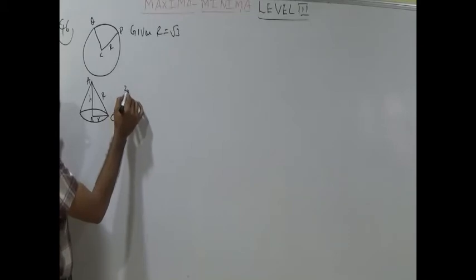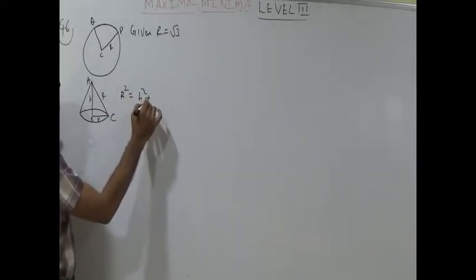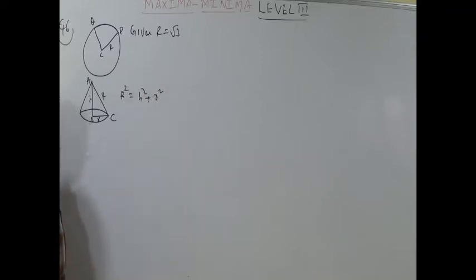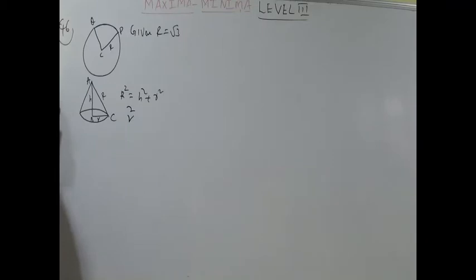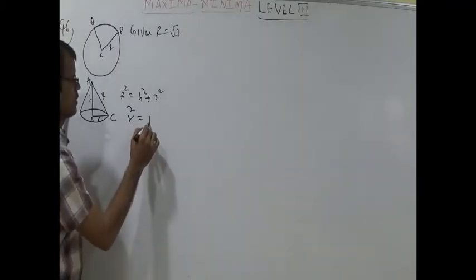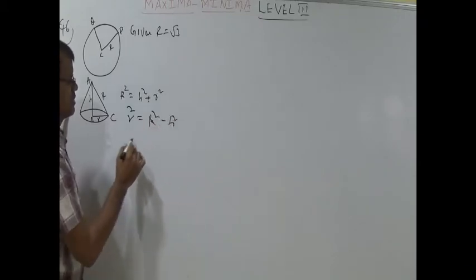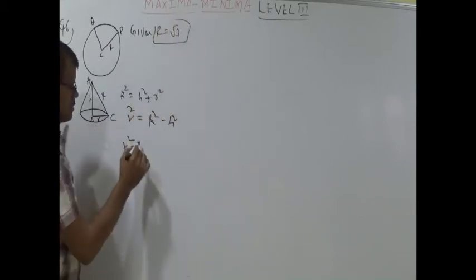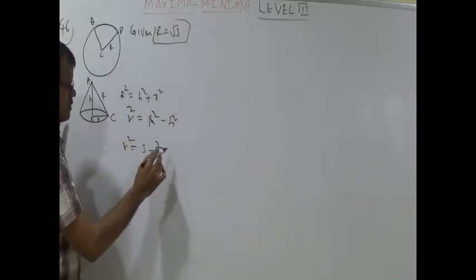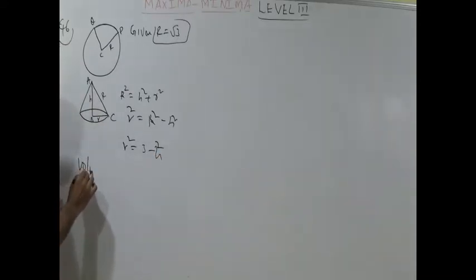We can write here using the right angle triangle concept: R square is equal to h square plus r square. What is the formula for the volume of a cone? V equals 1/3 pi r square. So it is better to write small r square is equal to capital R square minus h square. So small r square equals 3 minus h square, since capital R is √3 here.